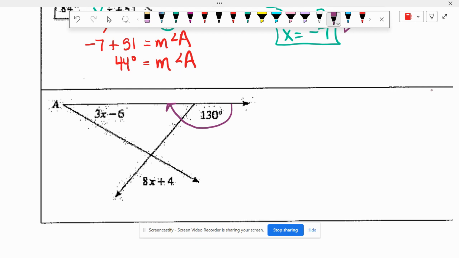It's 180. So 180 minus 130 is 50. So this is 50 degrees right here. You guys feel okay with that? What do I know about this and this? What do I know about these two spots right here?